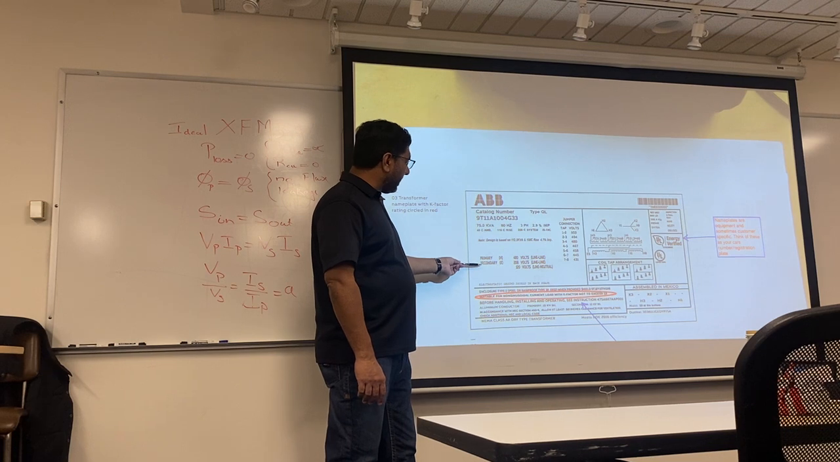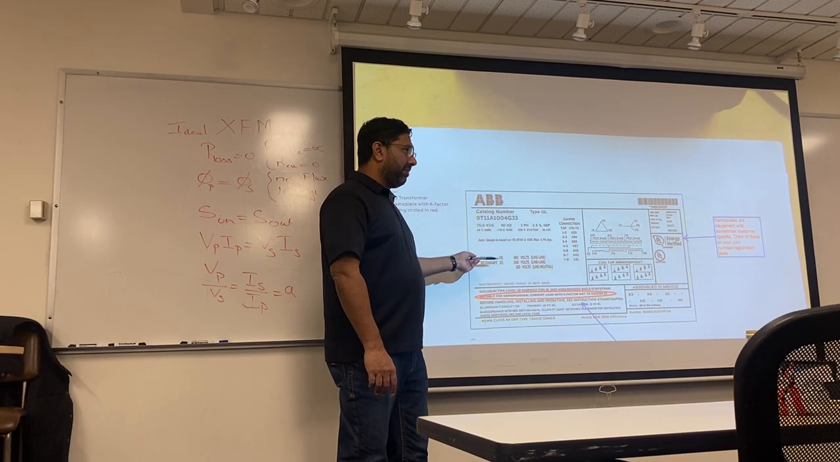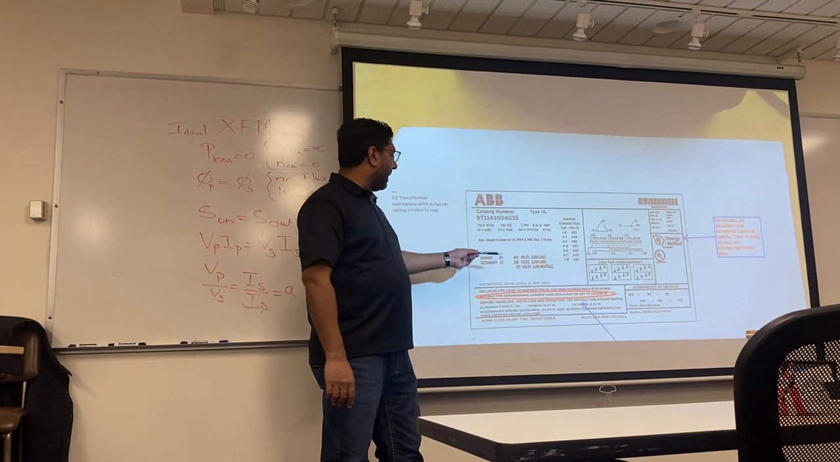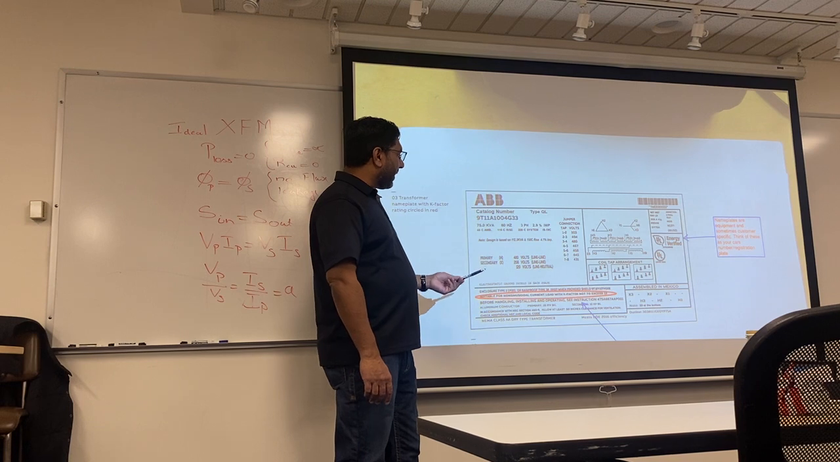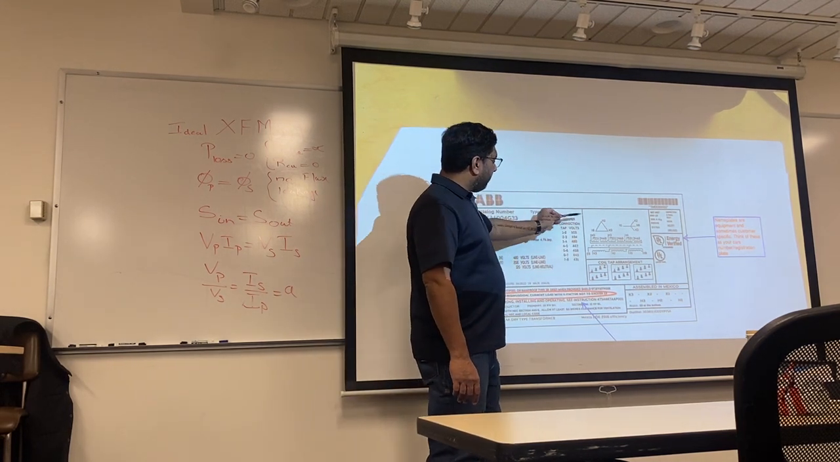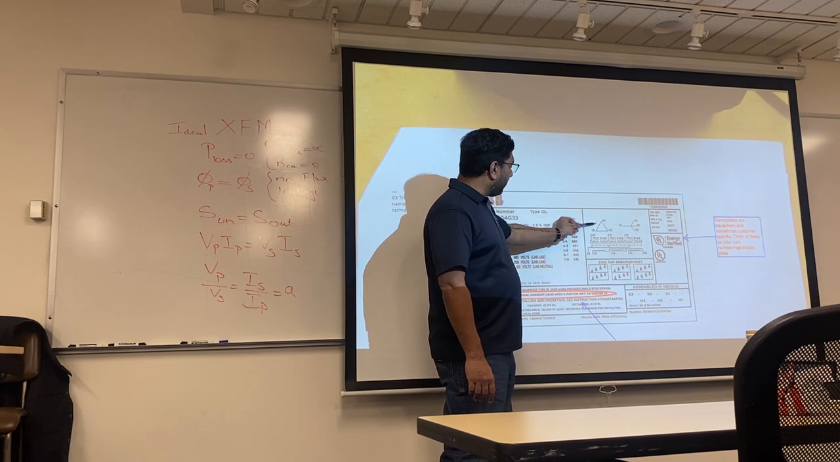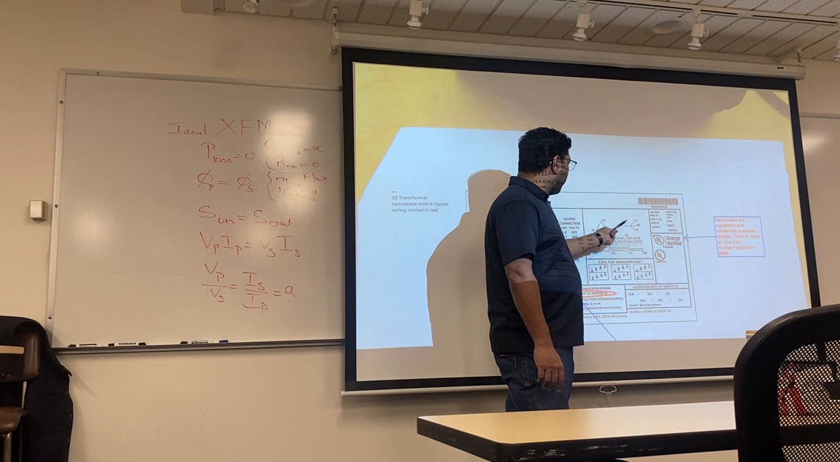You have a primary and secondary. It goes using an H and an X. So the high side is H, the X is the low side. Textbooks don't do that. In fact, here's the winding. The primary or the high side is H1, H2, H3. The secondary or the low side is X1, X2, X3 with an X0.